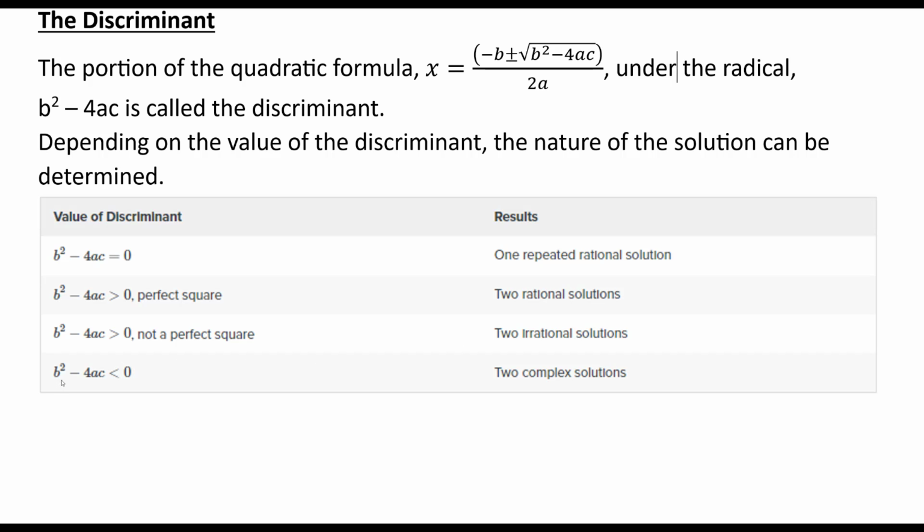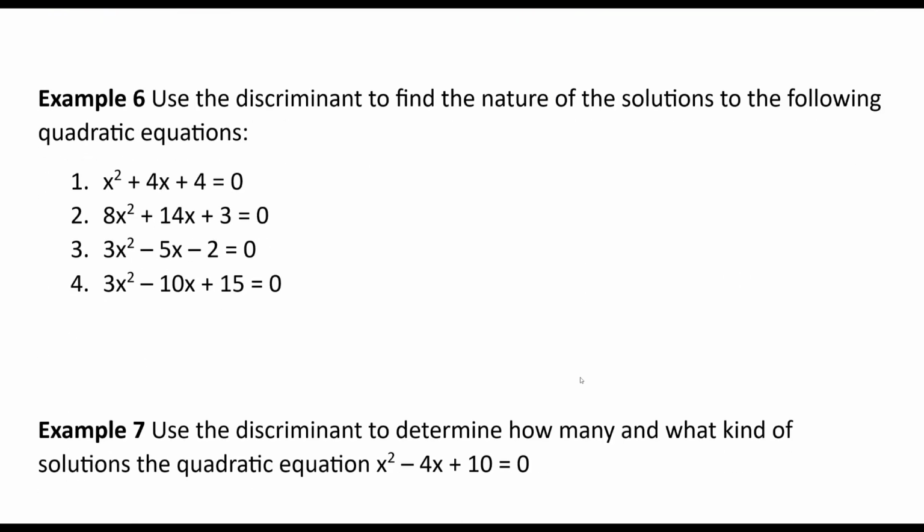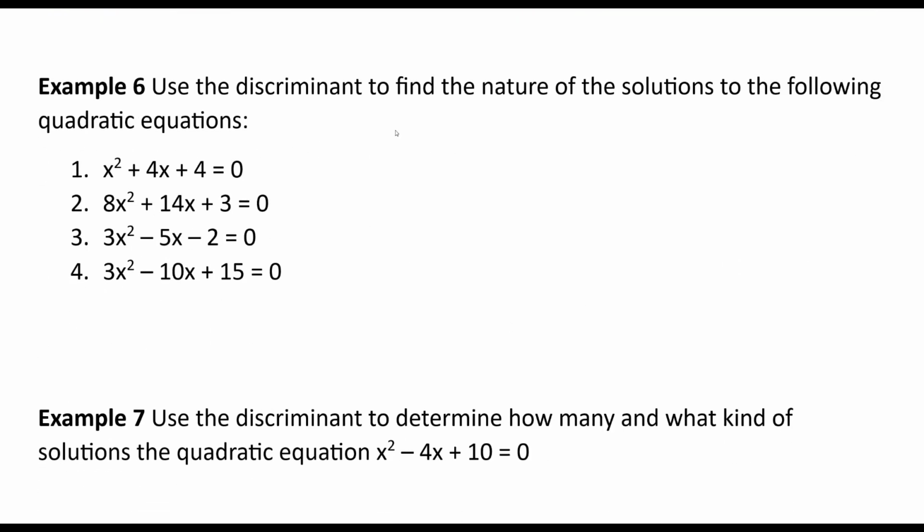And then you have the other case, b squared minus 4ac is less than 0, which is what we just had, and you get two complex solutions. So in example 6, we're going to use the discriminant to find the nature and the number of solutions to the following quadratic equations. We're just looking at b squared minus 4ac.